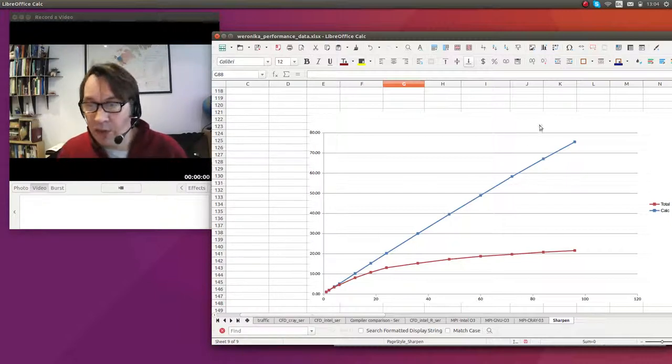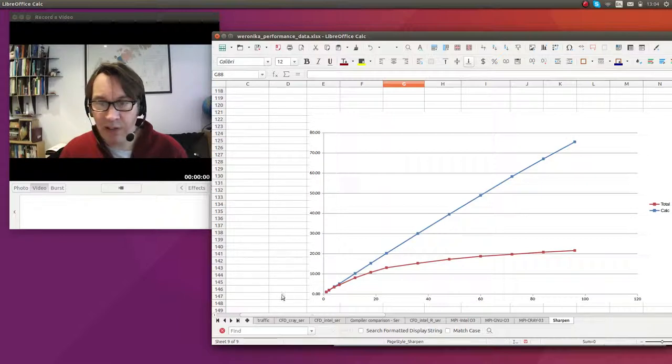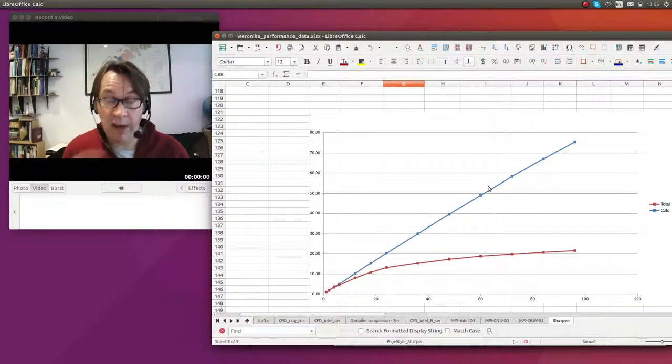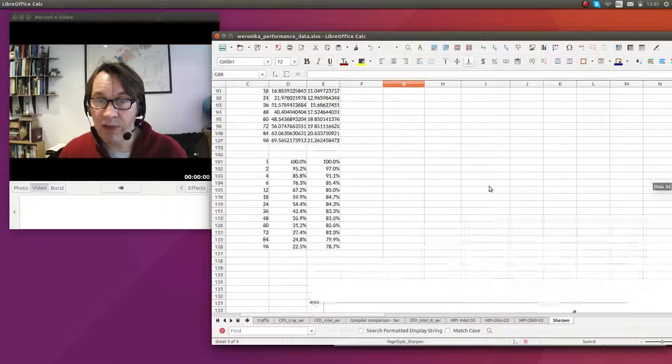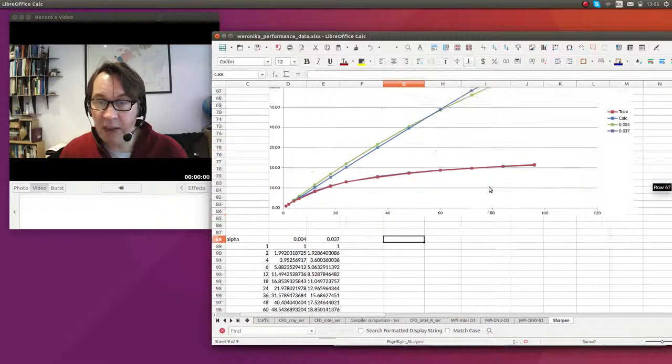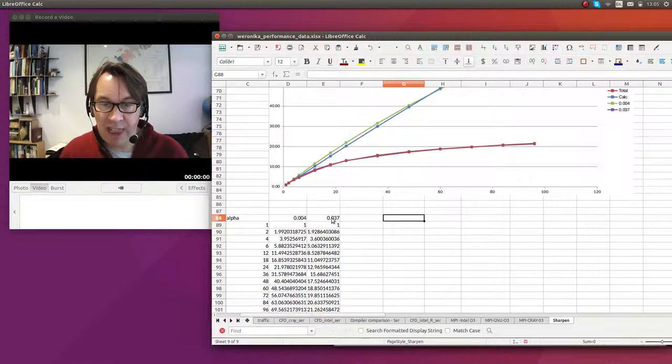So the total time doesn't scale particularly well, but the calculation time scales pretty well on 96 processes. It doesn't go 96 times faster, but it goes almost 80 times faster. What I wanted to do was try and quantify that. And so what I've done here is I've got the same data, but I've just done a little spreadsheet here, and these are values for Amdahl's law based on particular values of alpha.